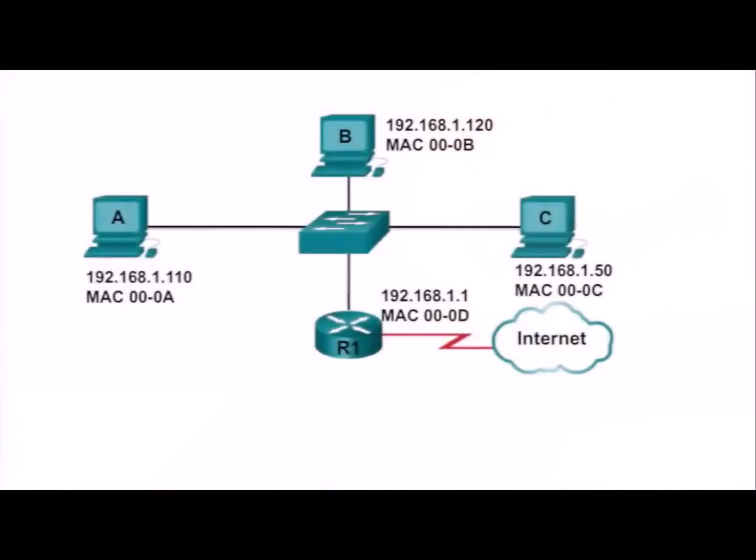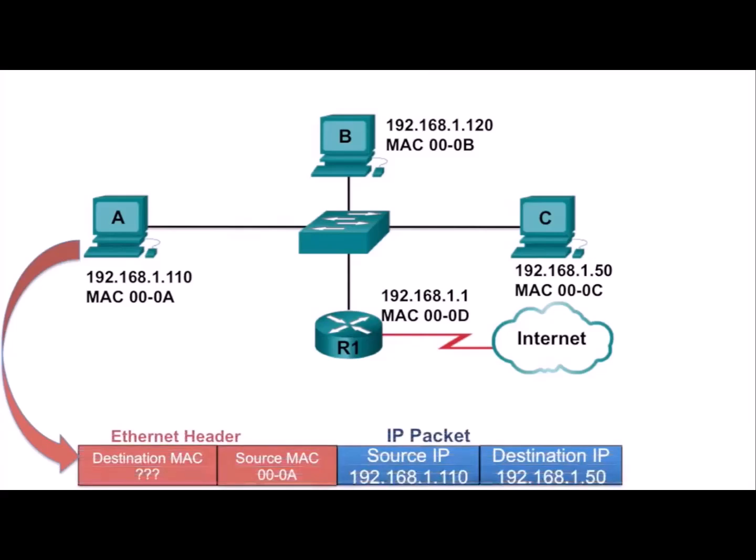In this video, we're going to see PCA send an ARP request for the MAC address of PCC. PCA has an IP packet with the source IP address of itself, 192.168.1.110, and the destination IP address of PCC at 192.168.1.50.